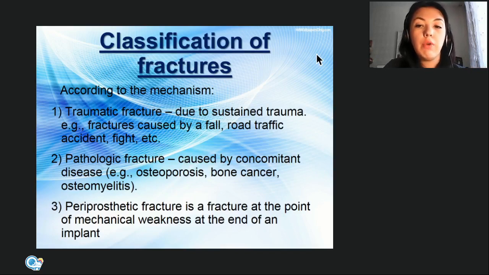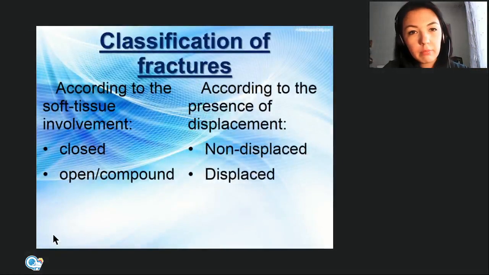A periprosthetic fracture is a fracture at the point of mechanical weakness at the end of the implant. We understand that an implant is dense, and bone is not as dense as an implant, so at the place of their contact a periprosthetic fracture can also occur. So these are the three types of fractures according to the mechanism of trauma.